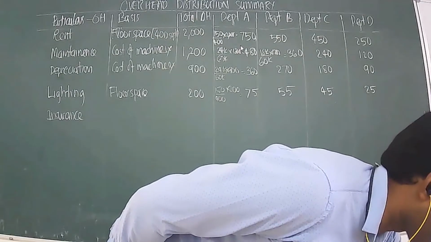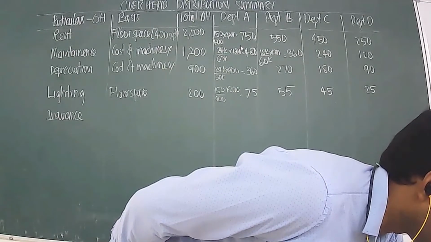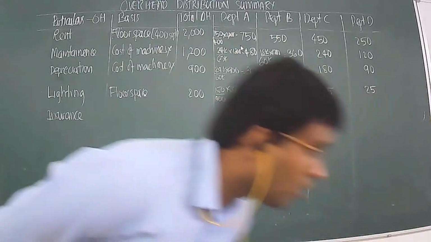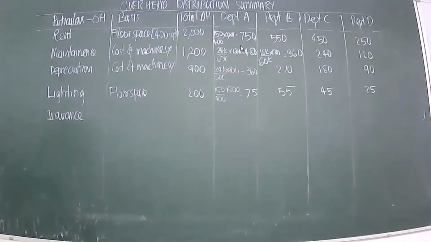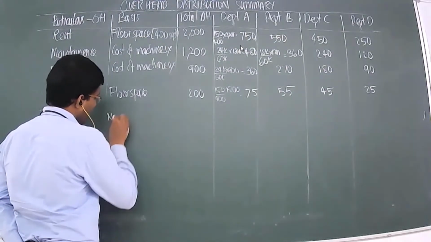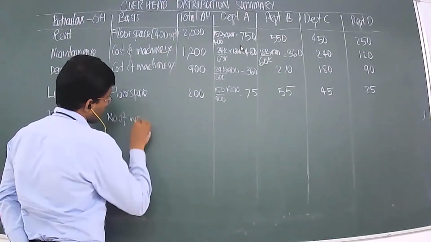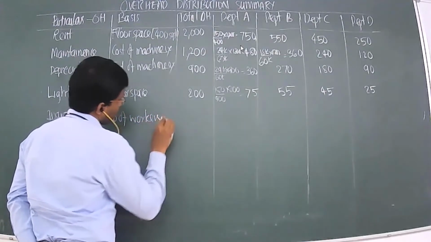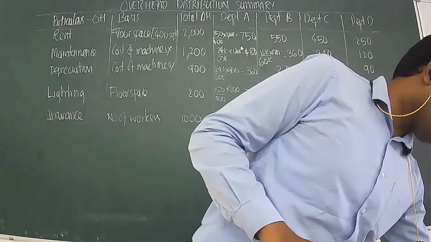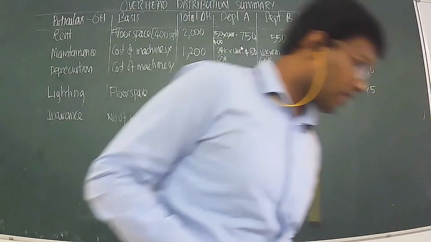Some of you are responding. Very good. So far the answers that I've got are all correct. I'm very happy. So the basis of apportionment would be number of workers.